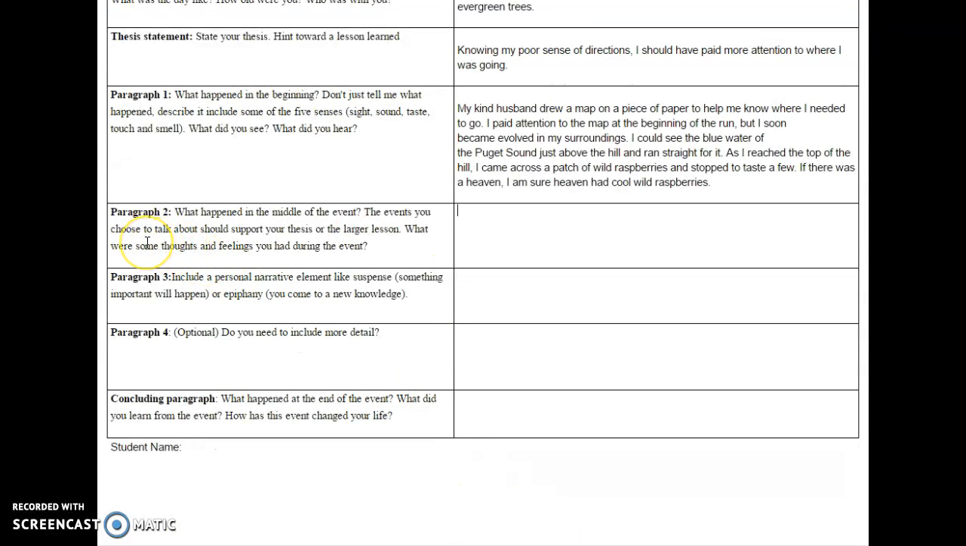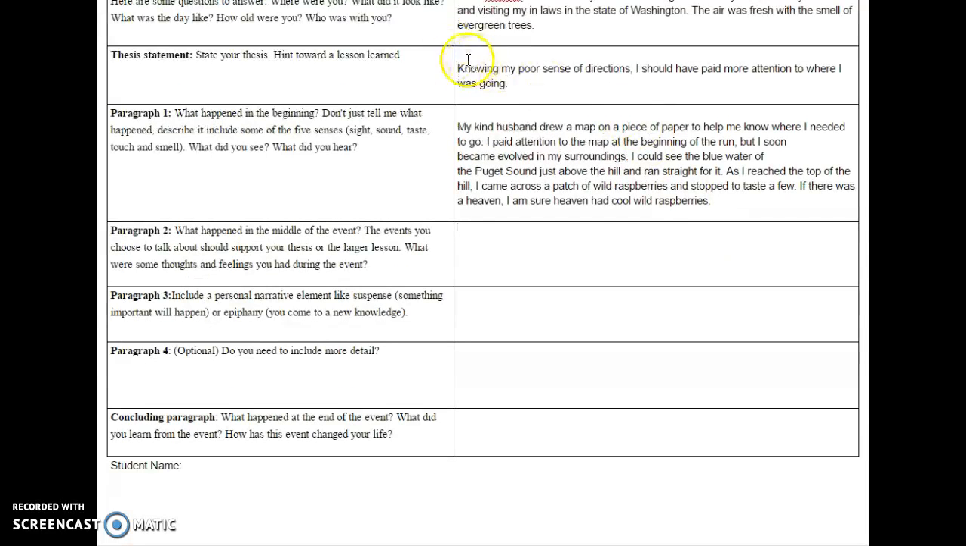We are now moving on to paragraph 2, where we talk about what happened in the middle of our story. The events that we talk about are going to support the thesis, that's this main event that we are trying to get our reader to understand.